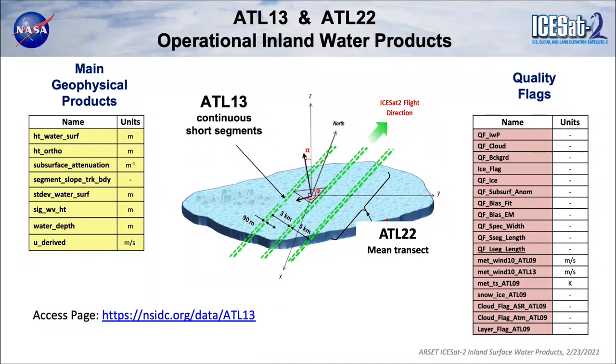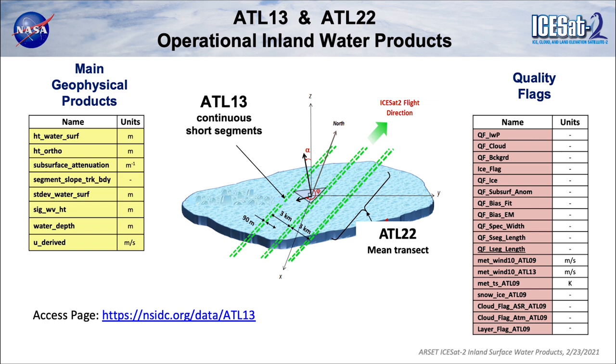On this slide, I would like to provide further clarification of what is meant by the ATL-13, a long-track product. If we start on the left, we have the principal highlighted geophysical products for inland water, which include the height of the water surface in both geodetic and orthometric units, the subsurface attenuation coefficient, along-track slope, the standard deviation of the water surface, significant wave height, water depth, and wind speed. These top-level products for inland water are supported by a large number of secondary products, only a few of which are listed here in the table.